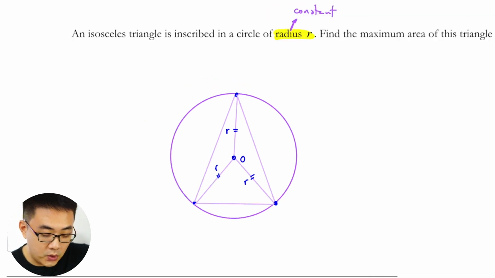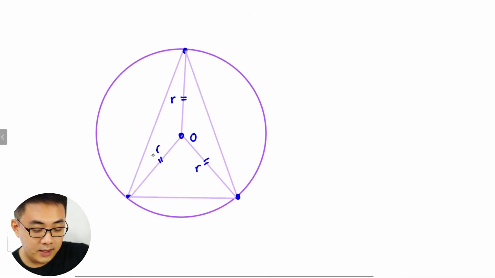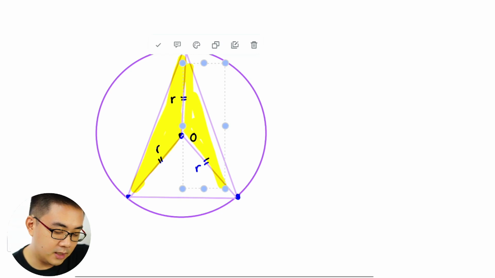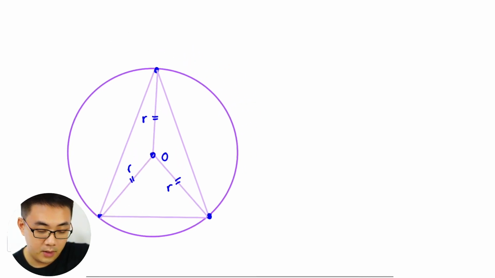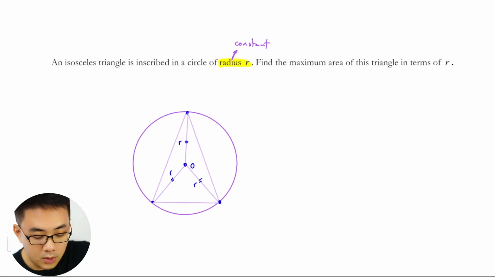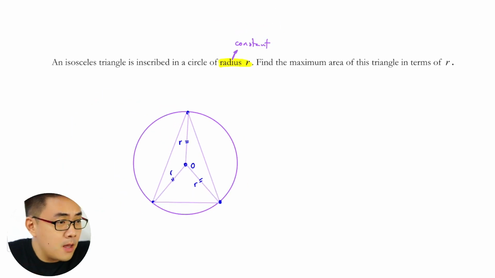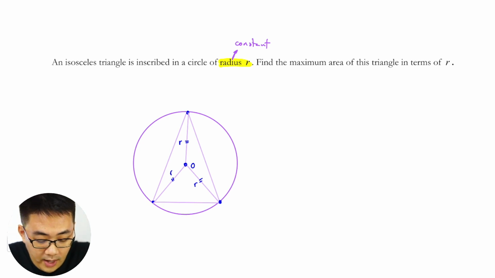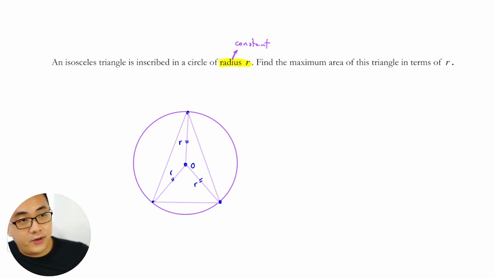Now this is an isosceles triangle, so you will know that this triangle and this triangle here are actually congruent, right? Then this bottom one is another triangle which you will need to find. Okay, now the question is where is the variable? You should pick a variable now.